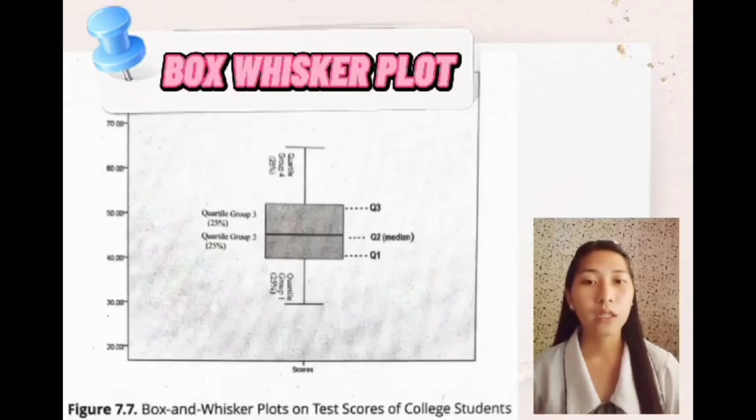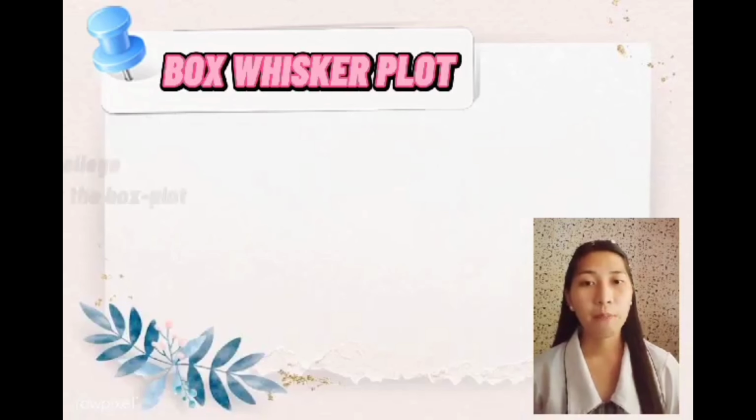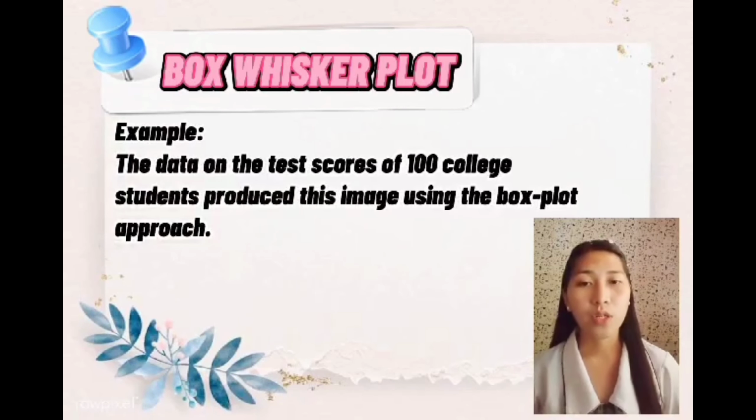The first quartile or Q1 is the point in the test scale below which 25% of the scores lie. The second quartile is the median, which divides the upper 50% and the lower 50% of the scores. The third quartile is the point above which 25% of the scores lie. For example, the data of the test scores of 100 college students produce this image using the box plot approach.